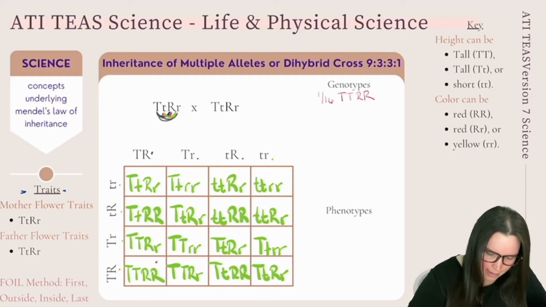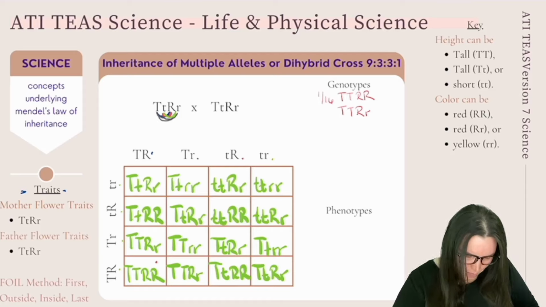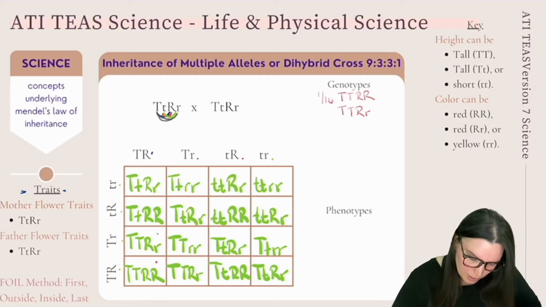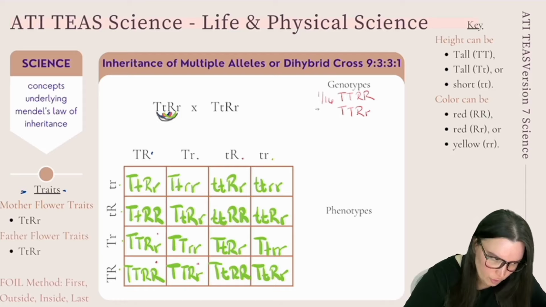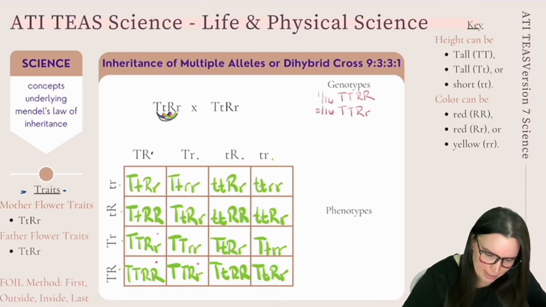Next, let's take a look at our big T, big R, little r. And as we can see, we're going to have one here, and we also have one here. So we have 2/16 of that particular trait. Now we're going to take a look at big T, little r.